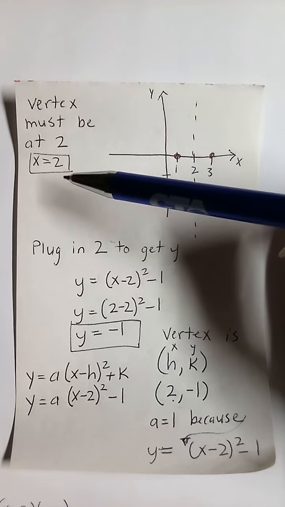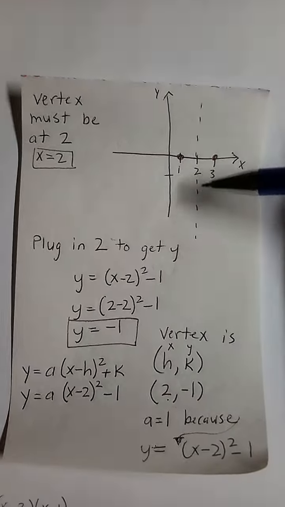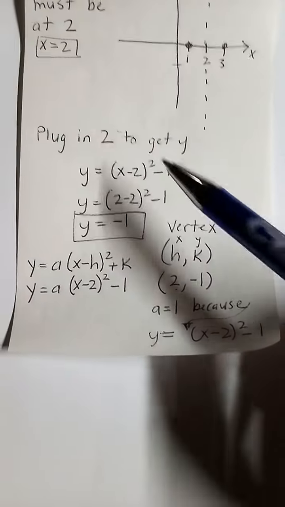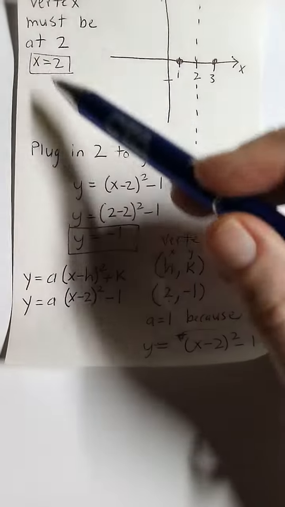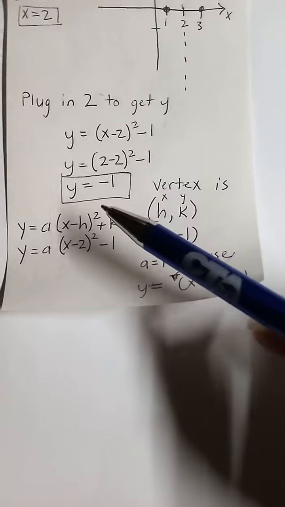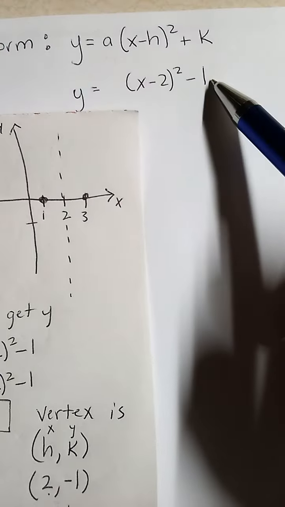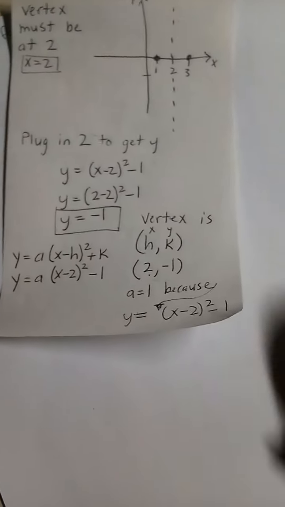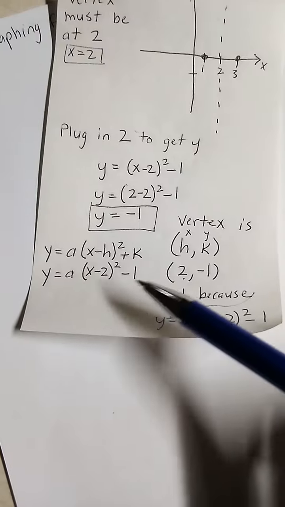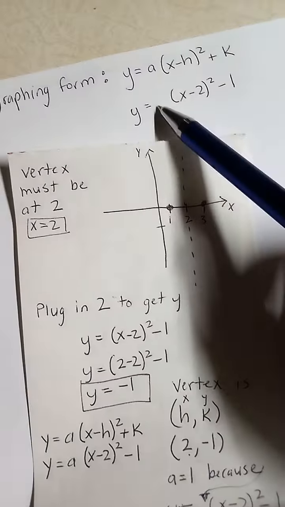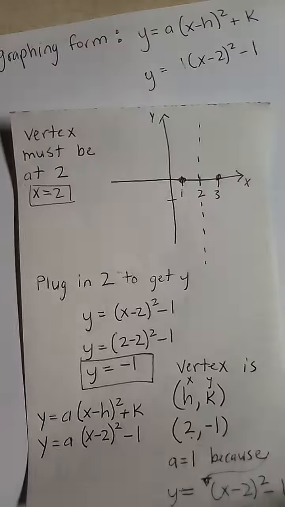So that's the x coordinate of the vertex. If I want to find the y, I plug in 2 because that's what I got for x. I found that y was -1, and that agrees with the original equation anyway. And then I'm just saying that a must equal 1 because the original equation has a 1 there.